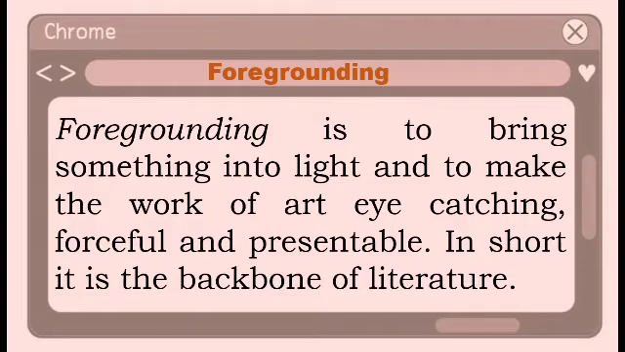Here is the short description. Foregrounding is to bring something into light and to make the work of art eye-catching, forceful, and presentable. In short, it is the backbone of literature. Foregrounding is a significant literary stylistic device in which the very essence of poeticality lies in the deformation of language that draws attention to itself by way of its defamiliarization from everyday speech. It is the practice of making something stand out from the surrounding words or images.